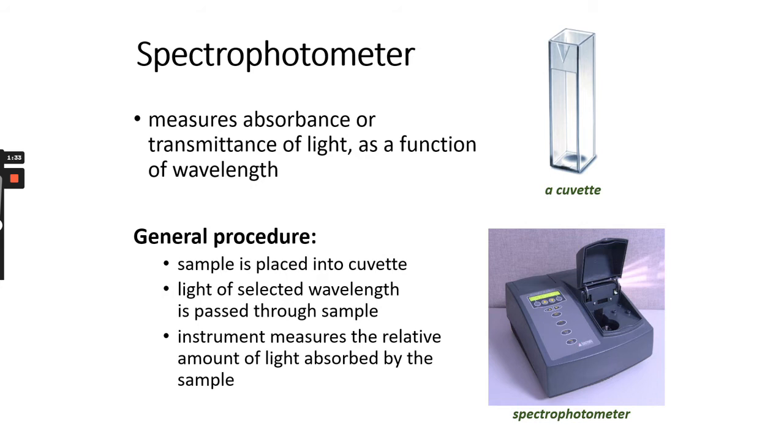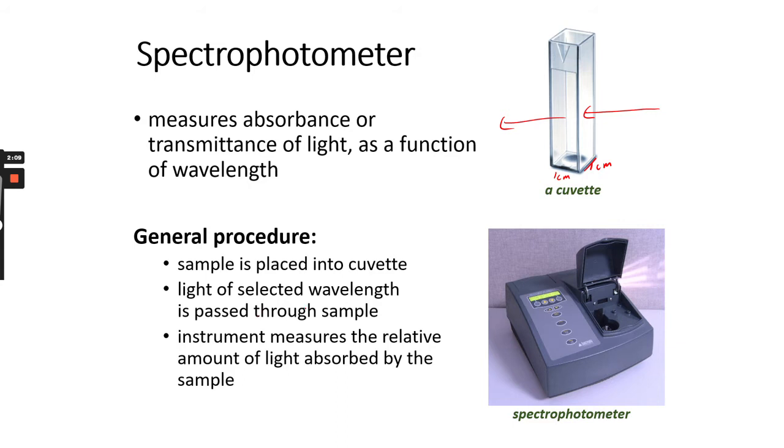This is called a cuvette. It's like a little rectangular container that you fill with a liquid. It is clear, and the dimensions are 1 centimeter by 1 centimeter. You measure the absorbance or transmission of light as a function of wavelength. So you're going to shine your light through this cuvette that's in this machine, and it will measure what comes out. So, a general procedure: your sample is placed in the cuvette.